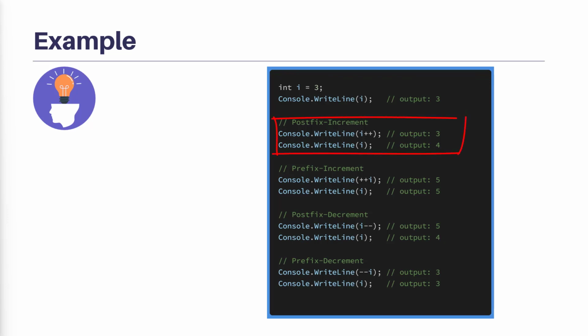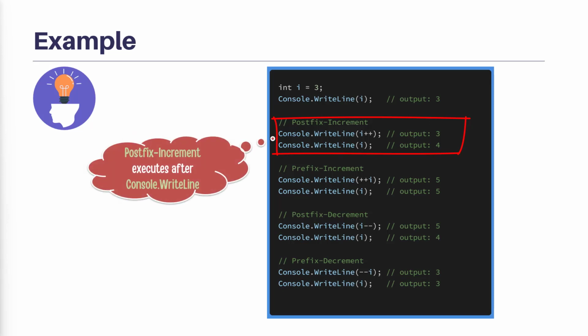Then on the next line, there is another Console.WriteLine. This time, the parameter to this method is the variable I with a postfix increment operator applied to it. In this case, Console.WriteLine will print the value of I, which is 3, and then it would increase the value of I by 1. So, on the immediate next line, if we just print the value of I, it should display 4. I hope this example helps in clarifying how the postfix increment operator works.